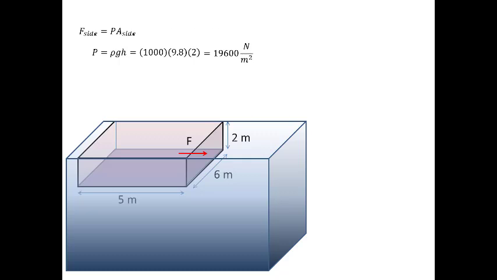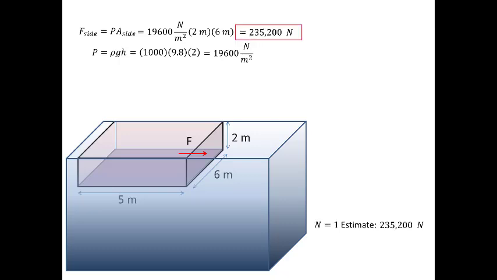And then we find the area of the side, which in this case is just that 2 times 6. And that's going to give us 235,200 newtons. And we're just going to go ahead and call this our n equals 1 estimate, where n equals 1 is the total number of sections that we divided it into. So we didn't really divide it. We just left it as one section.